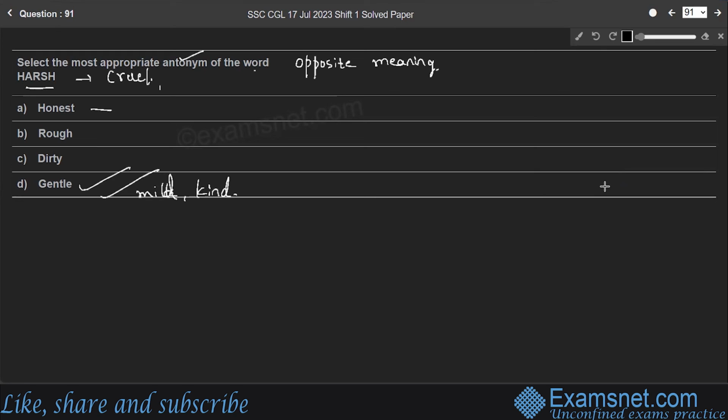Whereas the remaining words: honest, rough, and dirty. Honest means free of deceit or truthful or sincere. Whereas rough means having an uneven or irregular surface, not smooth. Dirty means covered or marked with an unclean substance. So therefore, option D is the answer, which is antonym of harsh.